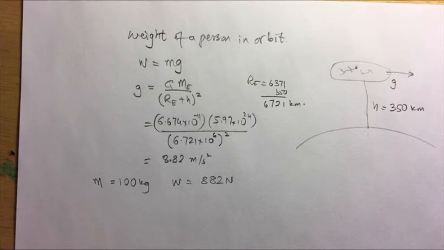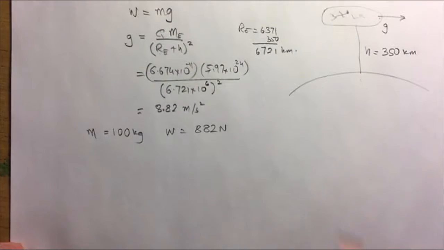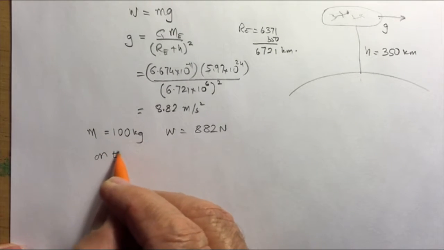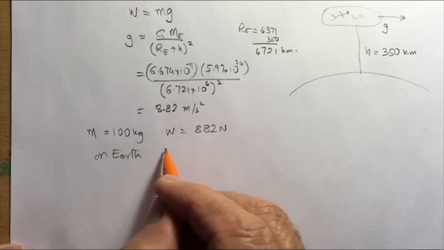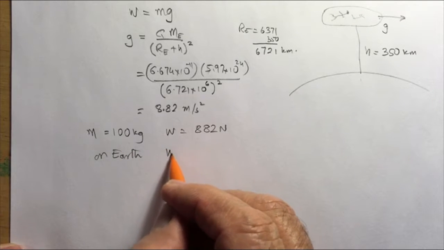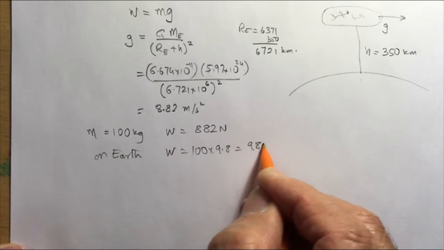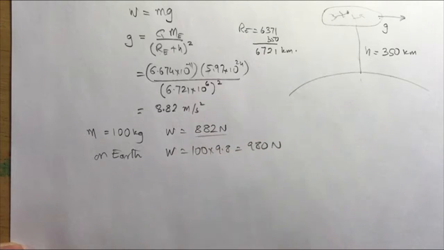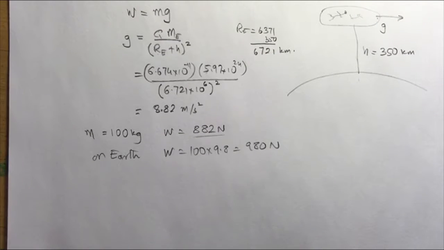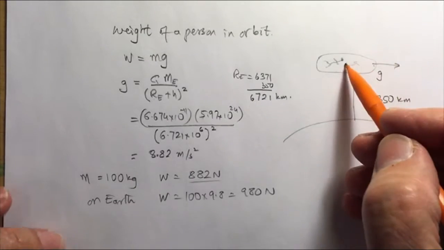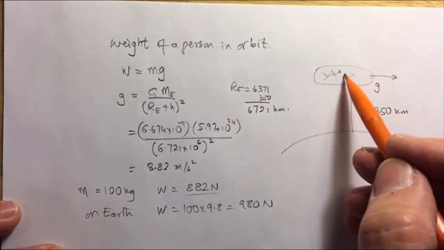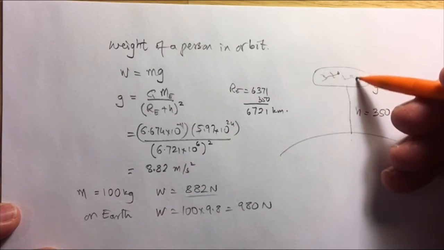Now, on the surface of the Earth, this person would have a weight of 100 times 9.8, which is 980 newtons. So he's pretty heavy still in the space station. But we say that the person is weightless. How then can he float around? Why doesn't he stand on the surface?